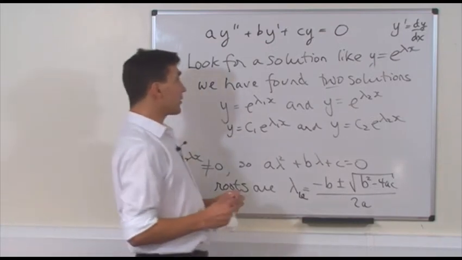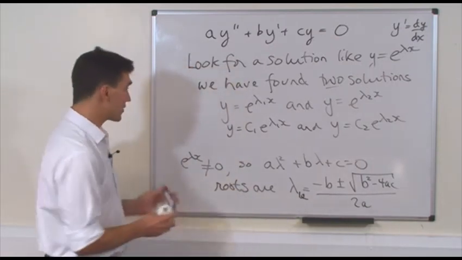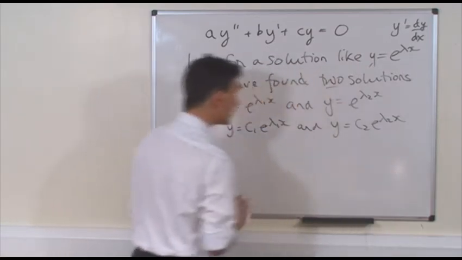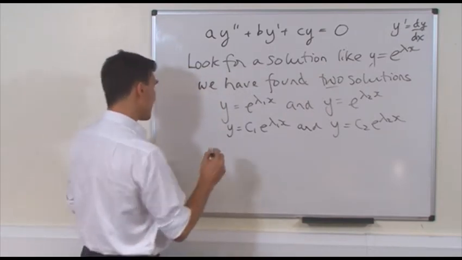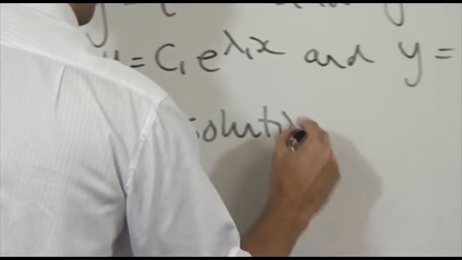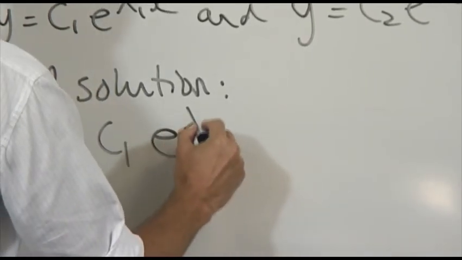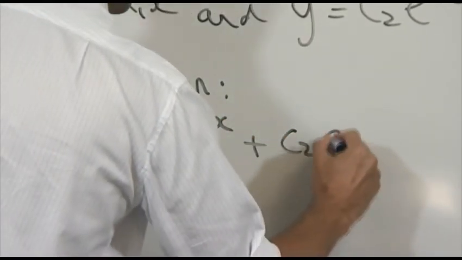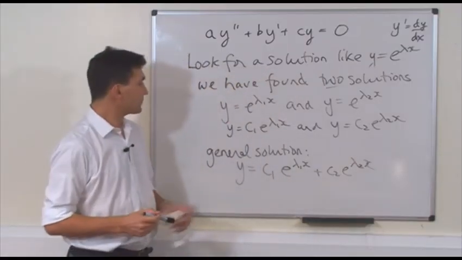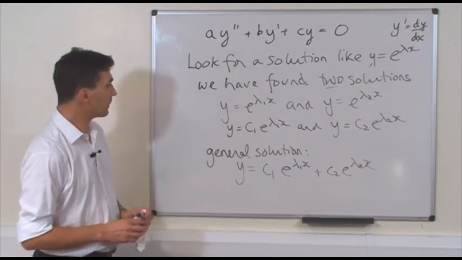The other great thing about linear equations is if you've got two solutions, you can add them together, and what you have is also a solution. So what we end up with is the most general solution of this equation: y is the sum of these two things, c1 e to the lambda 1 x plus c2 e to the lambda 2 x, for arbitrary constants c1 and c2.